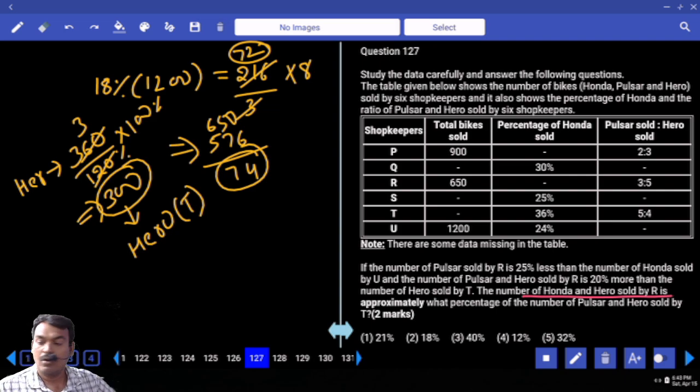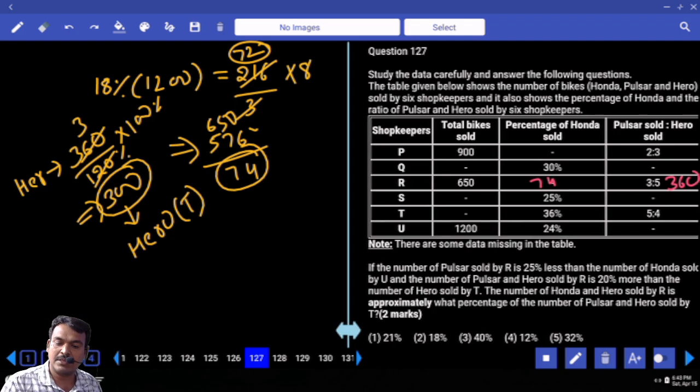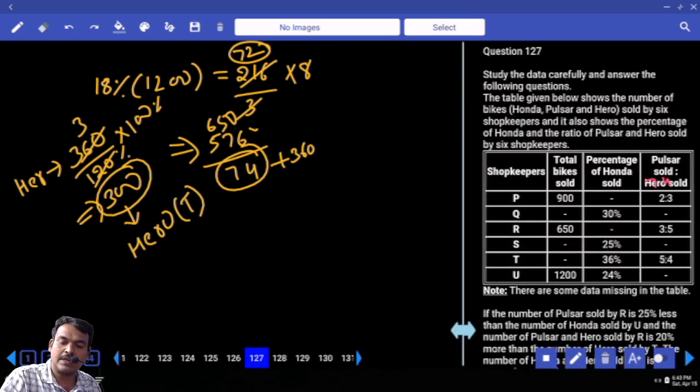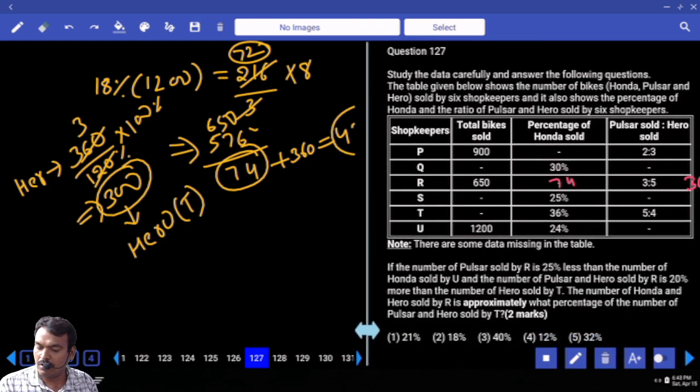Honda and Hero. Honda and Hero means how much value? Honda is how much? 74. Next, Hero value 360. 74 plus 360. 74 plus 360 means how much? 434. 434. That 434 is approximately what percentage of the number of Pulsar and Hero sold by T?